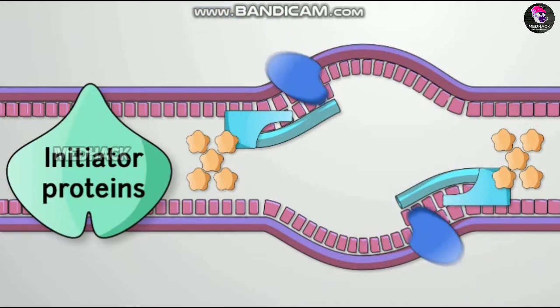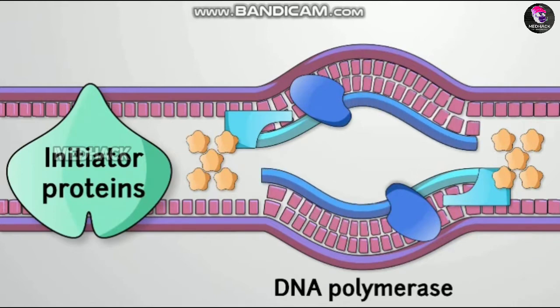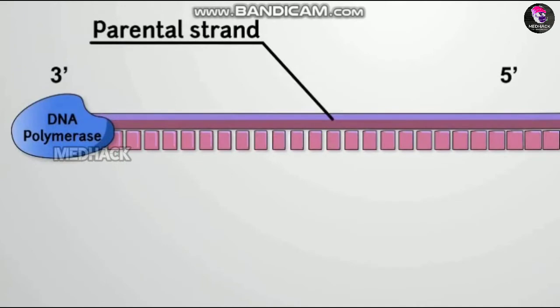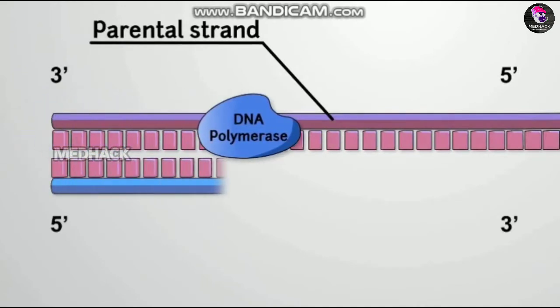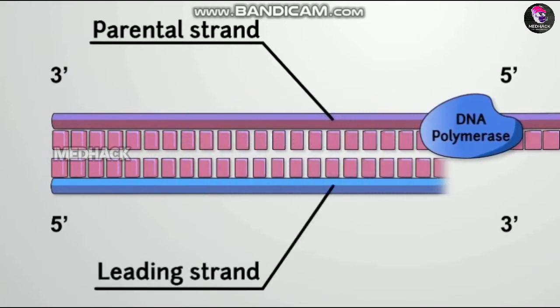The primer provides a place for the enzyme DNA polymerase to add nucleotides complementary to the DNA sequence, creating a new DNA strand in a process called elongation. DNA polymerase synthesizes DNA in the 5' to 3' direction of the molecule, so the synthesis of this strand, the leading strand, proceeds continuously.